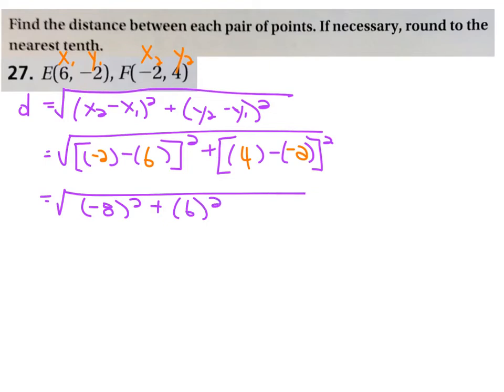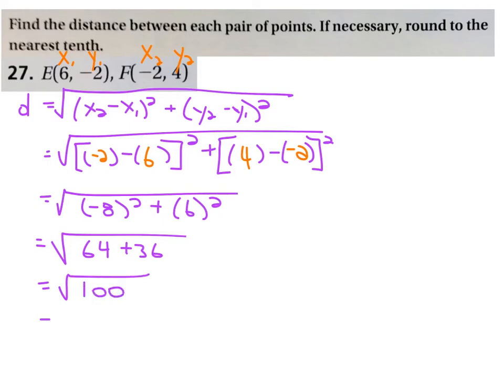Now, square root of then 64 plus 36, or square root of 100, and that is a nice, neat number, 10. So we have the distance between these 2 points of 10. Box the answer. Okay, one more.